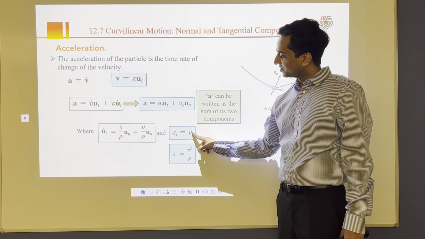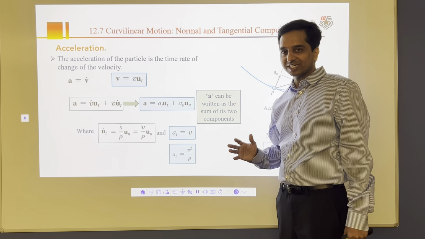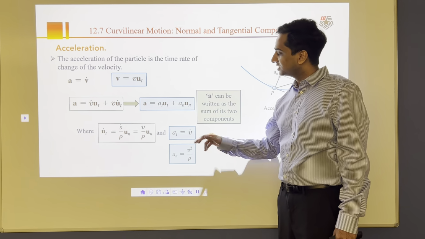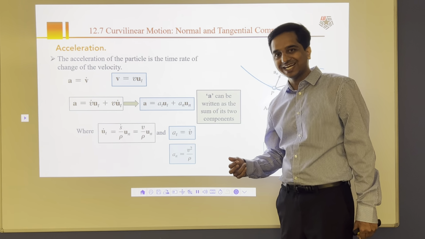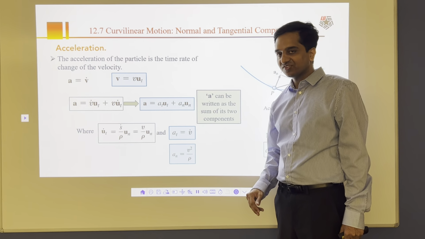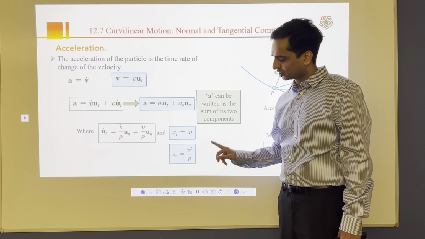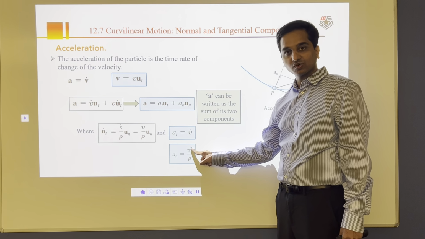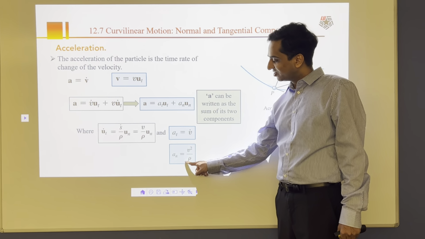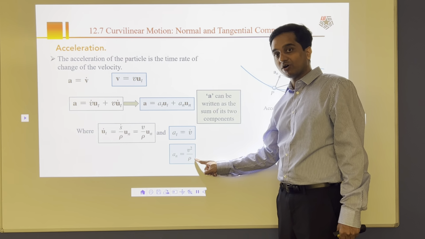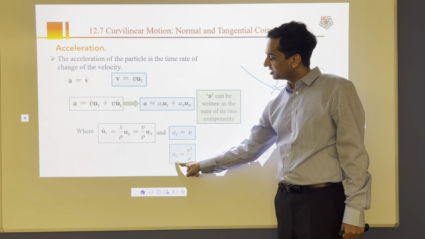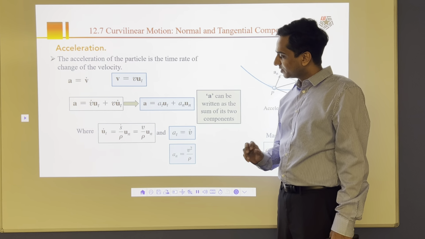This a_t could be negative. If you are slowing down, that's called deceleration. In that case, this tangential acceleration could be negative. But as far as a_n is concerned, it cannot be negative. It is always positive. The reason is that v squared is always positive, and the radius is also always positive. So a_n is always positive. Keep that in mind.